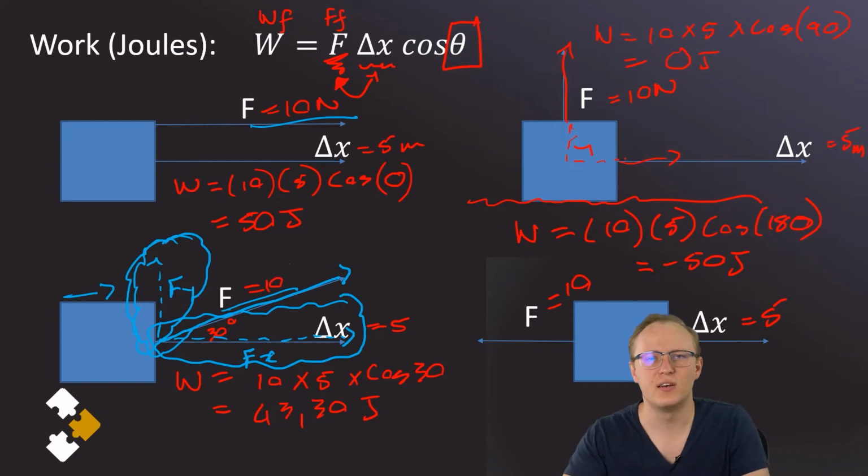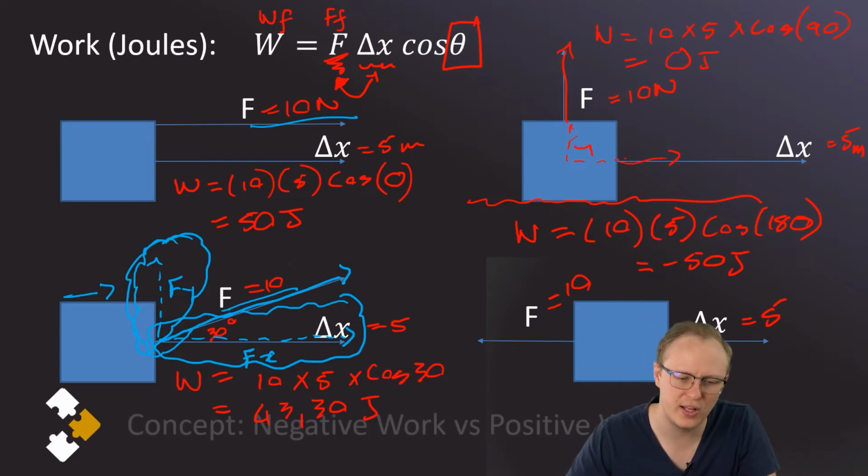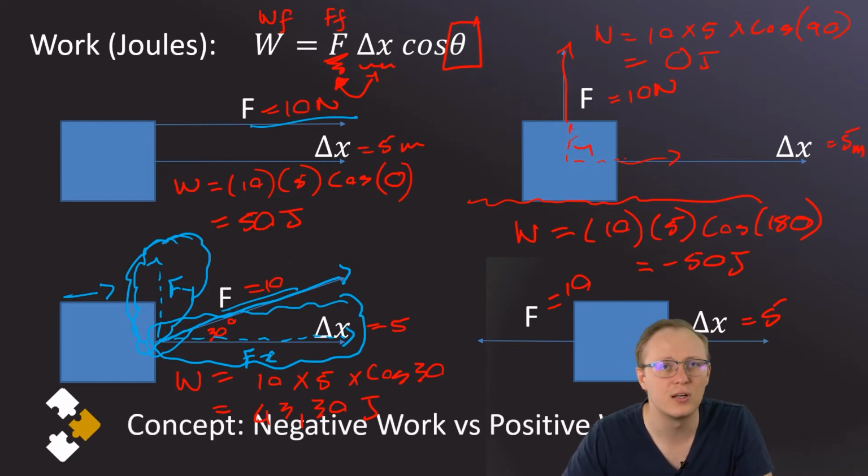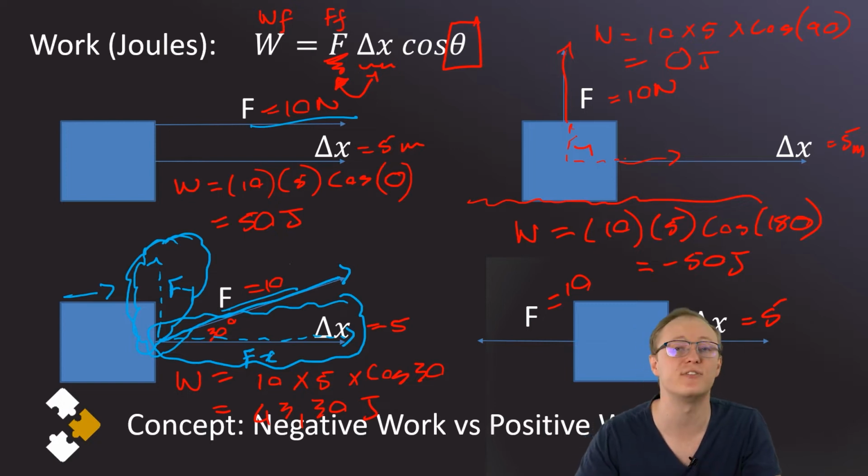So this then asks us the question, well, is work then a vector? Because we can have a positive answer and a negative answer, and the answer is no, work is not a vector. It is in fact a scalar.